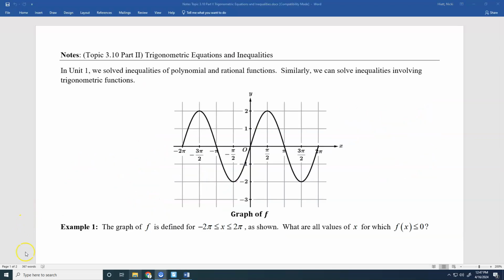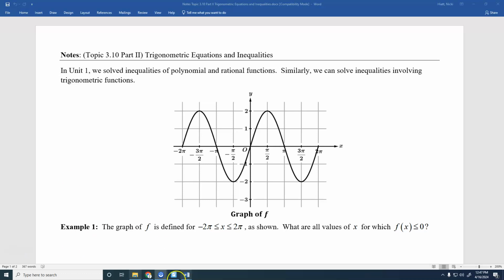All right, for this part of 310, we're looking at inequalities. A lot of things about inequalities are going to be the same as solving equations, but we will see some differences in what we're looking at. This very first question really goes back to some of the very first things that we were doing in this class.